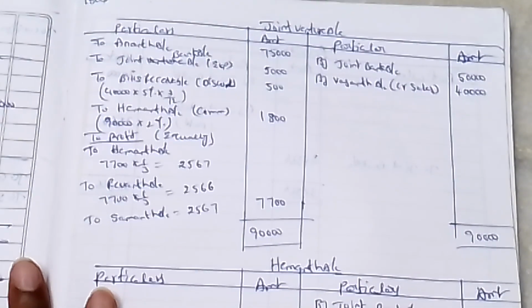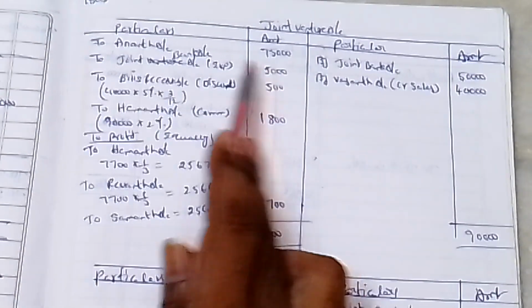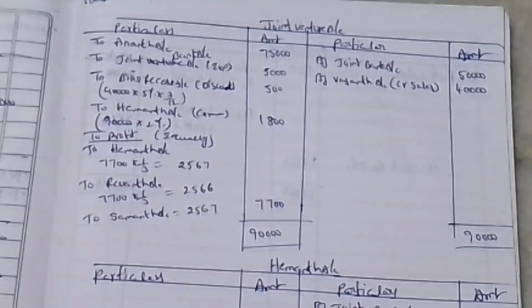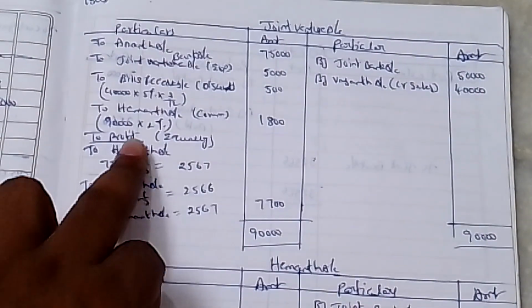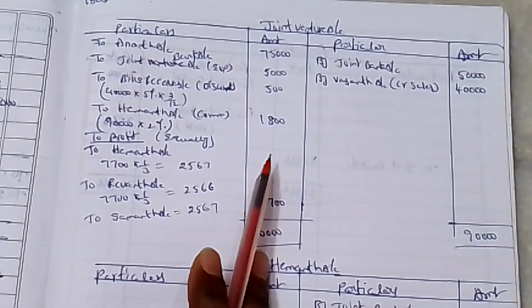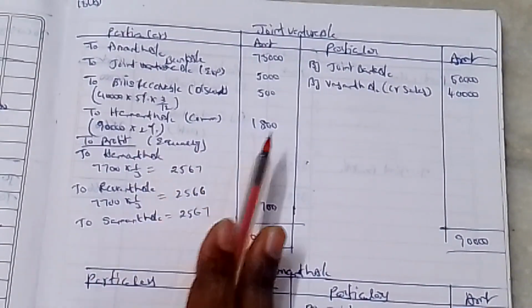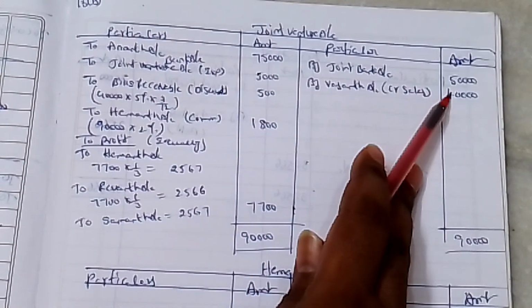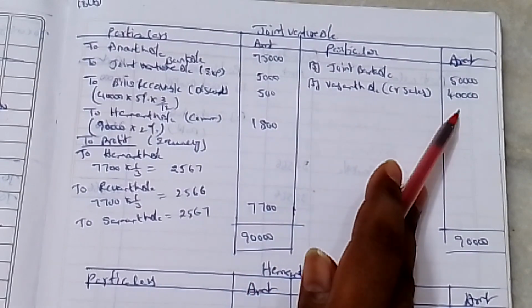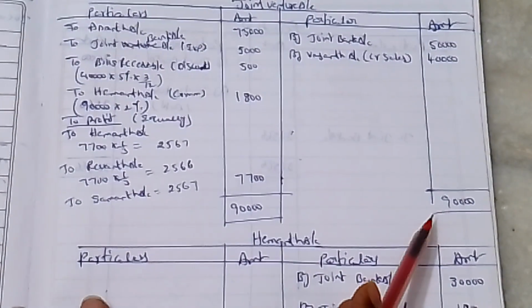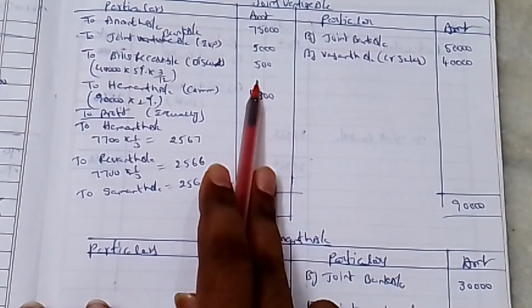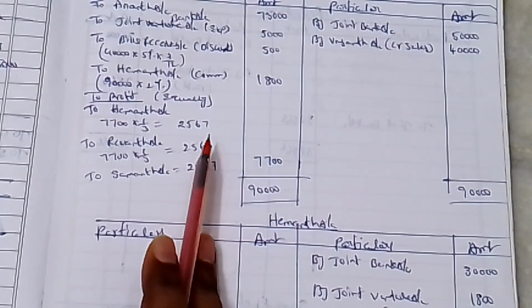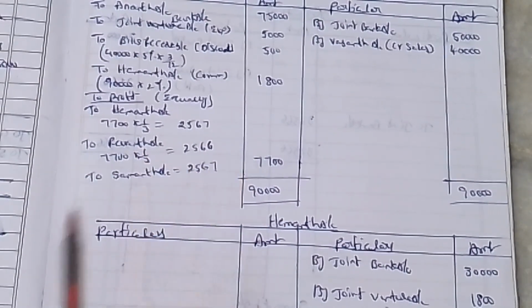Joint venture to Anant 75,000. To bank, paid for expenses, carriage 5,000, bill discounted 40,000 at 5% for 3 months, 500. Hemant commission 90,000 into 2%, 1,800. By joint bank, cash sales 50,000, by Vasant, credit sales 40,000. So total 90,000 minus 75,000, 5,000 expenses, commission, so the answer is 7,700, shared equally among 3 partners: 1 by 3, 1 by 3, 1 by 3. So divided by 3, 2,567, 2,566, 2,567.